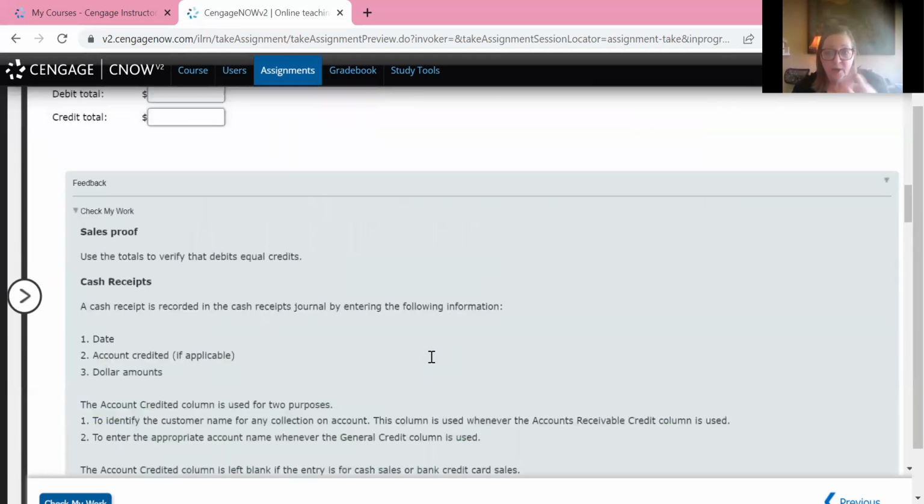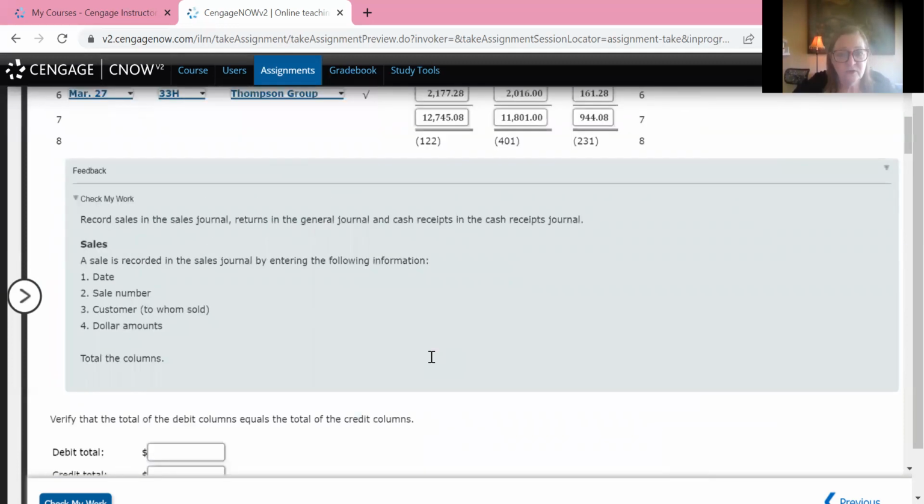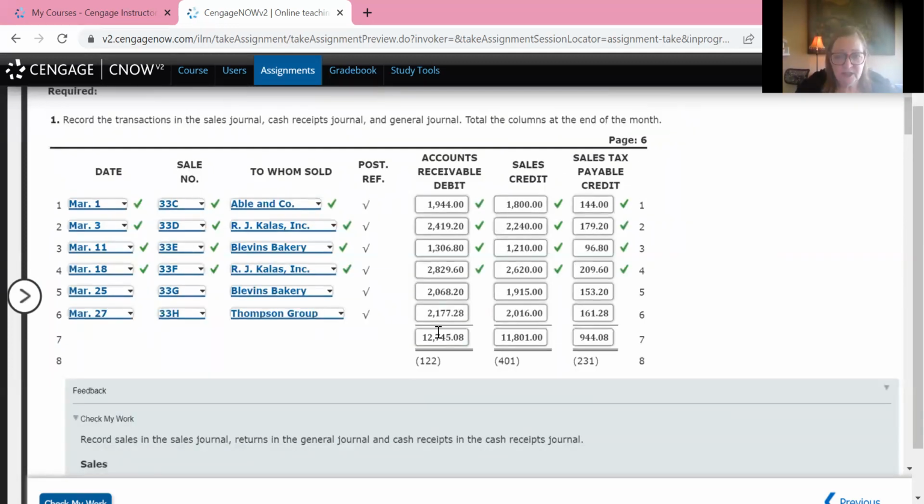Now the next order: they posted the general journal, then they posted the sales journal. So the sales journal right here, I had already posted this entry right here, 12/7/45. You see that? I posted that to accounts receivable. And so we're going to go back to the accounts receivable account now and say, okay, now where's this going to go? This is the sales journal. And you see the sales journal is on page 6.